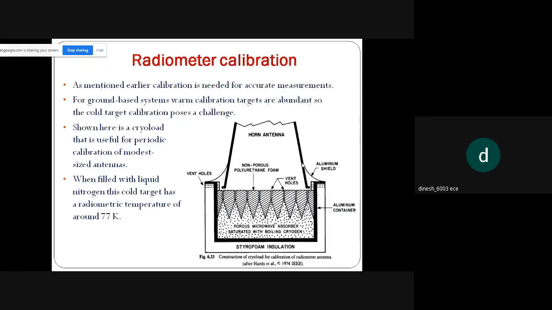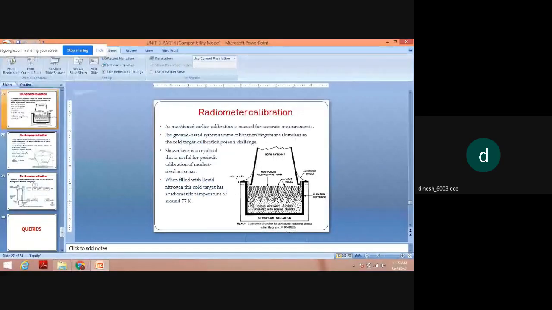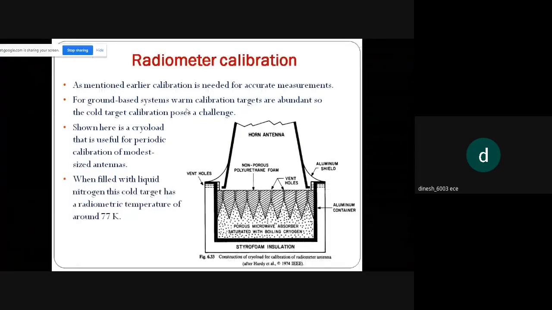So next is the radiometer calibration. How to calibrate the radiometer? As mentioned earlier, calibration is needed for accurate measurements. If not, they will produce geometrical errors, which have to be checked very often. For ground-based systems, warm calibration targets are abundant, so the cold target calibration poses a challenge.